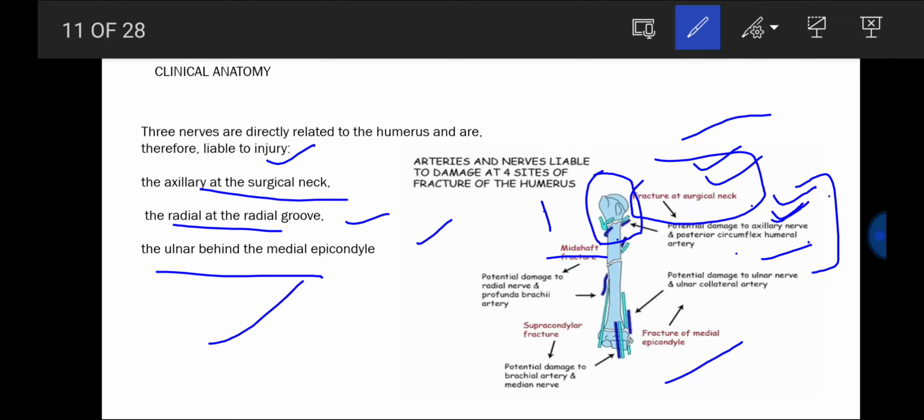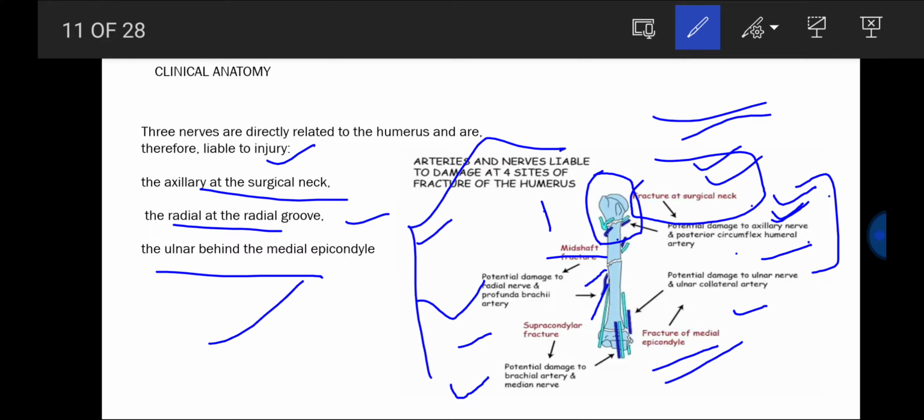Then there is the mid shaft fracture. There is potential damage to the radial nerve and brachial artery. Next is the supracondylar fracture, with potential damage to the brachial artery. In the fracture of the medial epicondyle, there is ulnar collateral artery or ulnar nerve damage. So these are the four main clinical anatomical features.